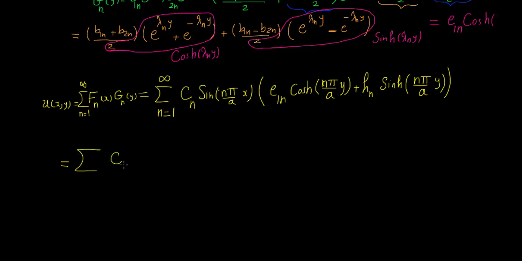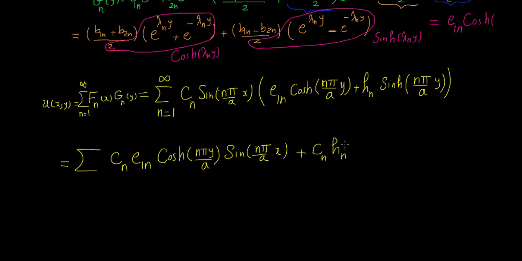we will get cn times e1n times cosine hyperbolic of n pi y over a times sine of n pi over a x, plus c sub n times h1n times sine hyperbolic of n pi y over a times sine of n pi x over a. And n is changing from 1 to infinity.